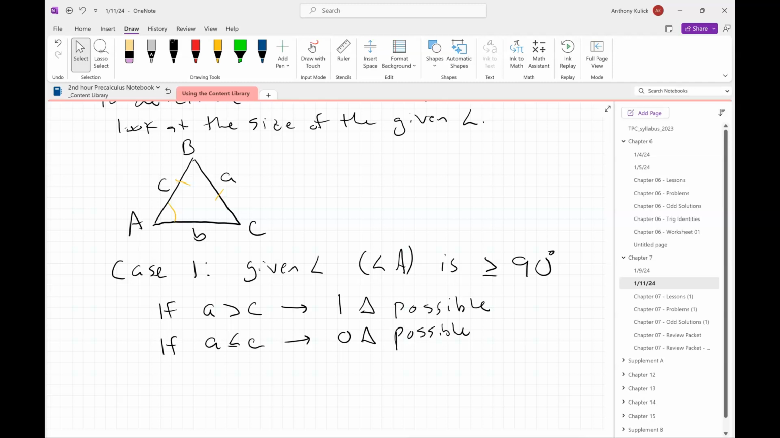Is everybody okay with why we're getting 0 triangles possible if A is not the biggest side? Okay. Good there.